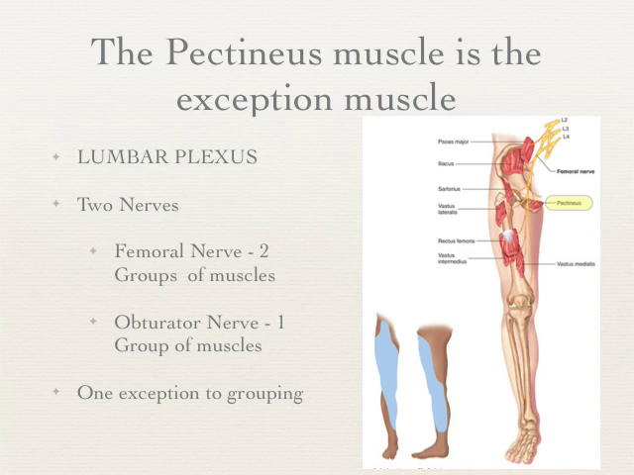It should belong to the obturator nerve, because I know the obturator nerve takes all the medial muscles. But instead, pectineus belongs to the femoral nerve. So that's an exception. If I go group by group, my anterior hip and anterior thigh are femoral, my medial thigh is obturator, and this is the one exception, pectineus. So you just file that away. Learn your groups and just file away that one exception. Okay?